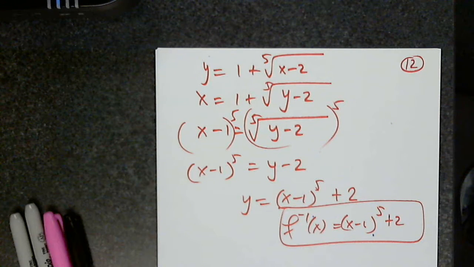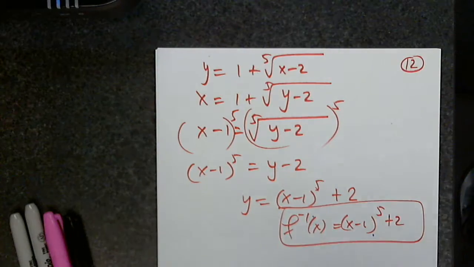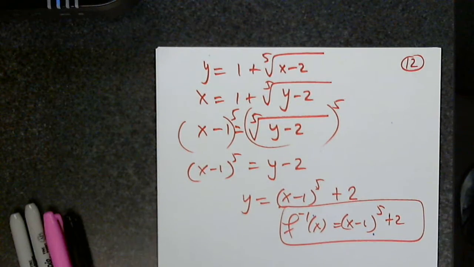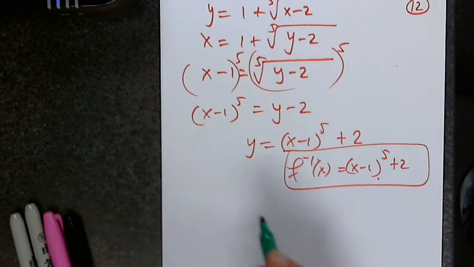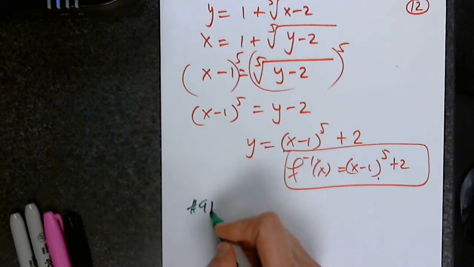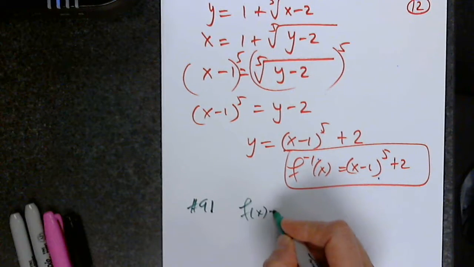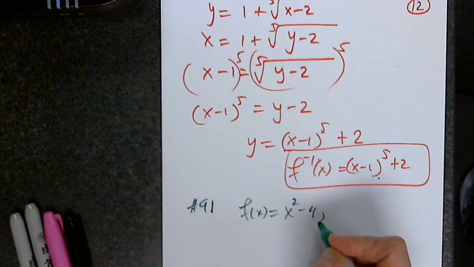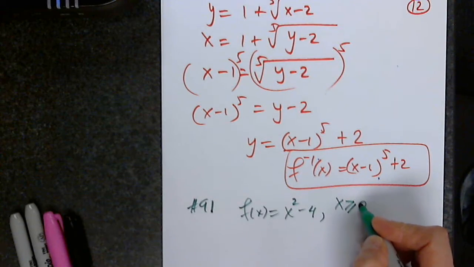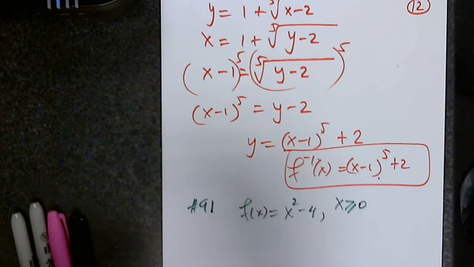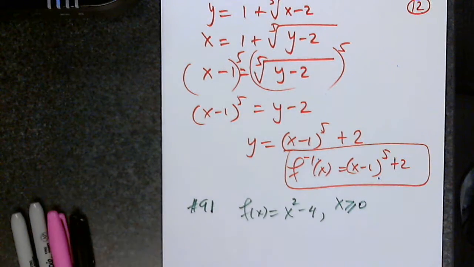Okay, I want one more problem here and then we can move on. Problem 91. Any questions on this problem? Okay, 91. In 91 we are given f of x equals x squared minus 4, and they say x must be greater than or equal to 0. Sketch the graph of this function and then sketch the graph of f inverse and find the equation for f inverse.